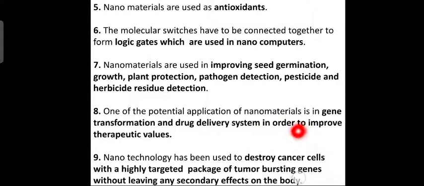The ninth one, nanotechnology is also used to destroy cancer cells. Nanomaterials are used to destroy cancer cells with a highly targeted package of tumor-killing genes without leaving any secondary effects on the body. These will burst only tumor cells without damaging the other tissues, so good tissues will not get damaged, and we can prevent secondary effects on the body. Next.